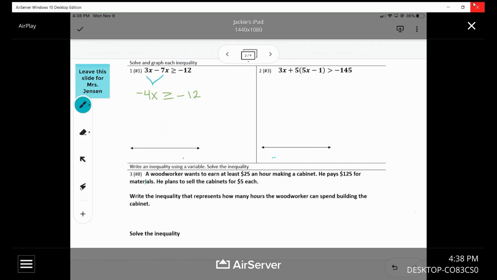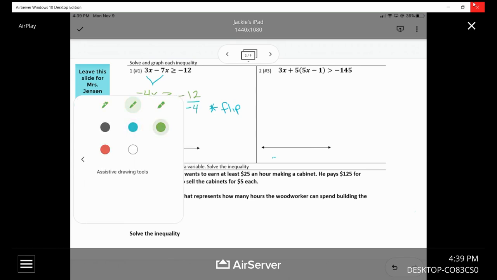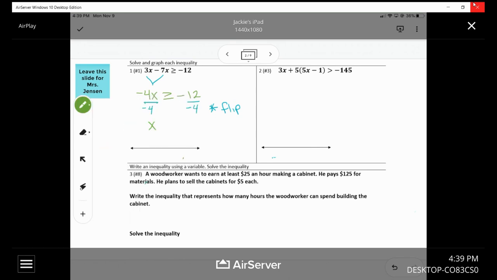Our next step is to undo the multiplication. So right now we're multiplying x by negative 4. So to solve, we'll divide both sides by negative 4. And it's that step there that requires us to flip the inequality symbol. So we get x is less than or equal to positive 3. Again, we had to flip it from greater than or equal to less than or equal to.